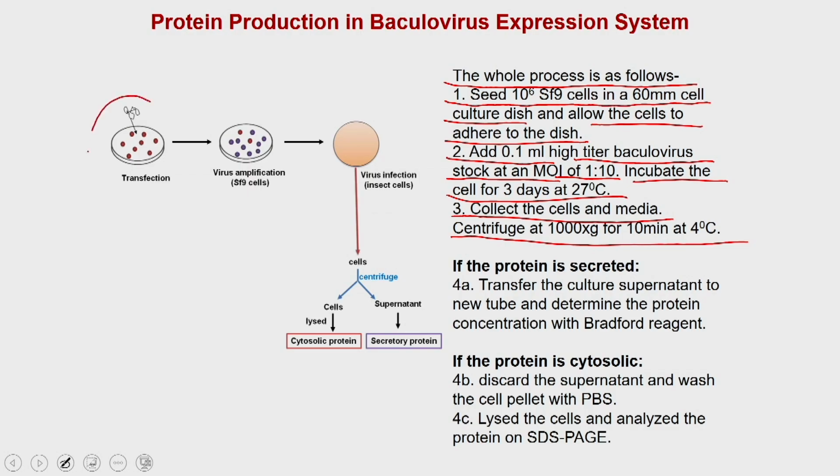So, in the first step you do plating in 60 mm dishes and allow the cells to adhere, and then you make a single layer. Then you do the infection with the help of the baculovirus at an MOI of 1 to 10. Once these cells are infected, you culture them and collect the supernatant as well as the cells. Now you have the options.